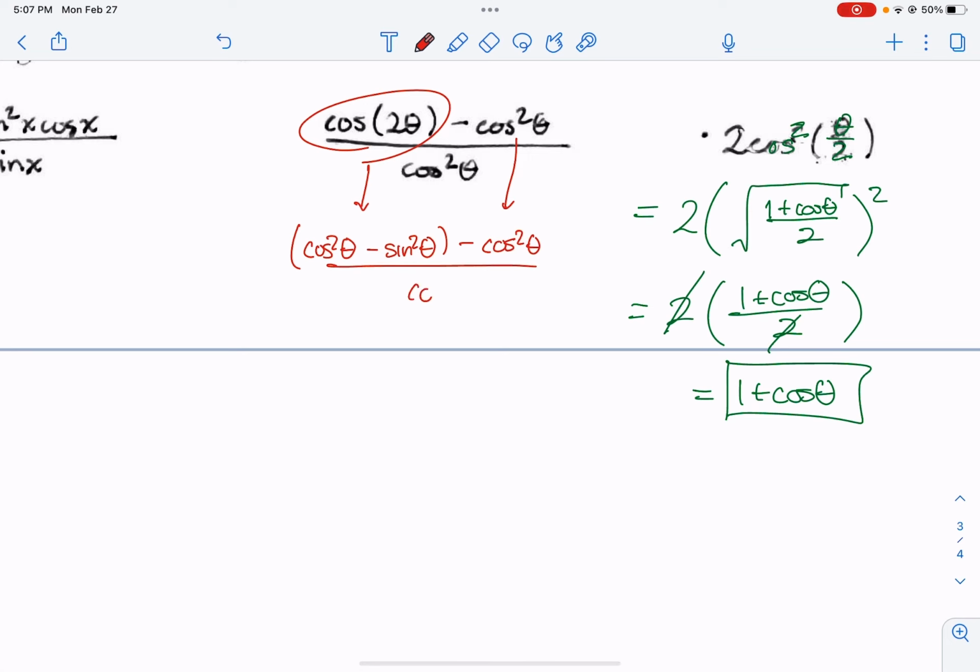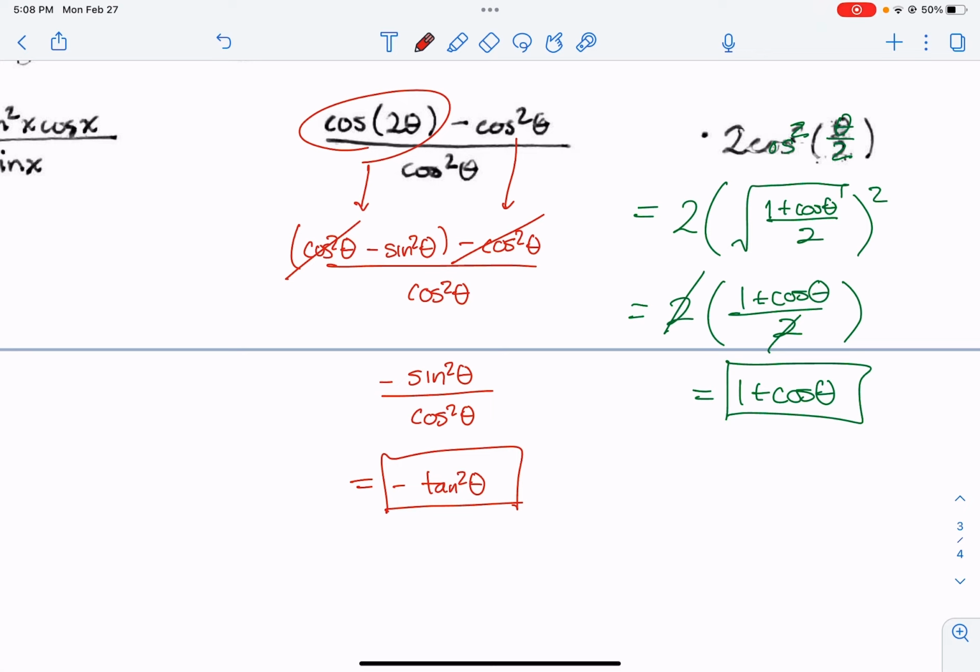And over here we have cosine squared theta. Well, notice how this one cancels with this one. And we're left with negative sine squared theta over cos squared theta. Well, what is that? That's equal to negative tangent squared theta. Oh, man, beautiful, right? That took even less work than the last one I showed you. A lot less work. So sometimes you can find shorter ways to do these problems.